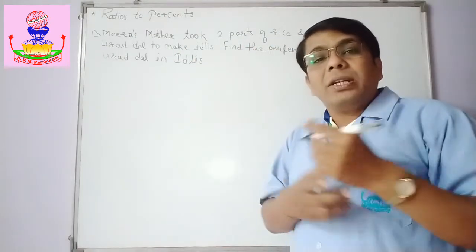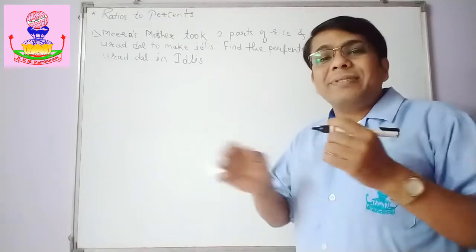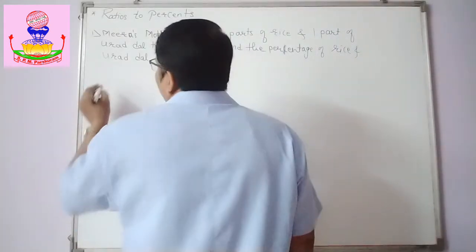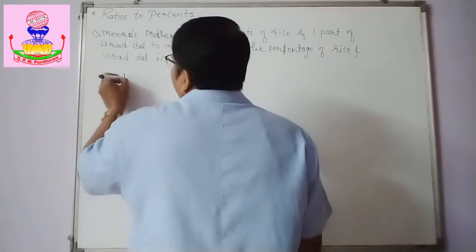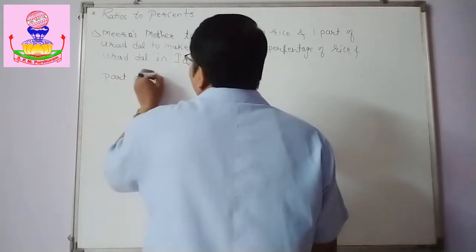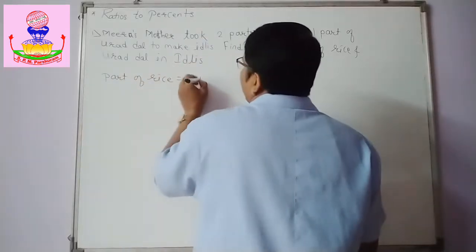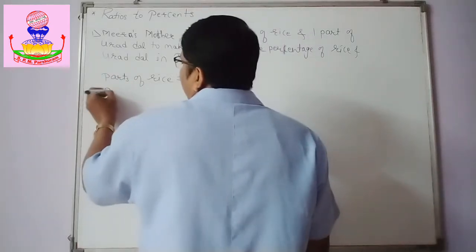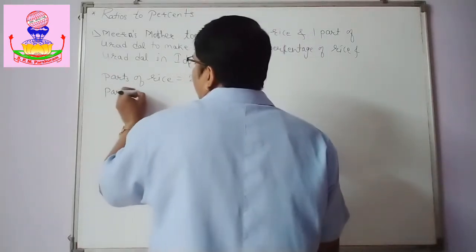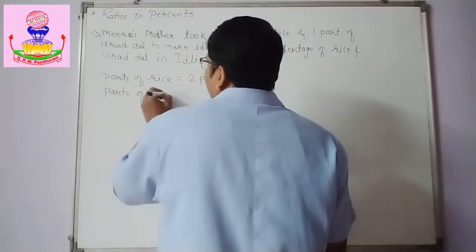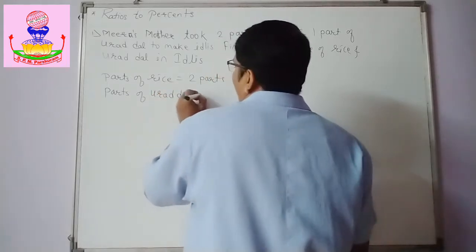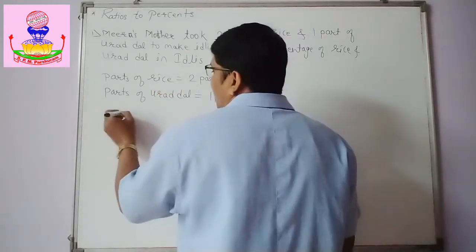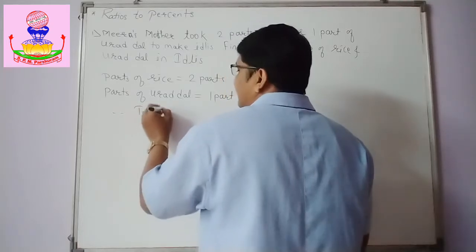Then Umranikar and Mira started thinking. Parts of rice: how many? 2 parts. Then parts of urad dal: how many? One part. Right? So, therefore, total parts.